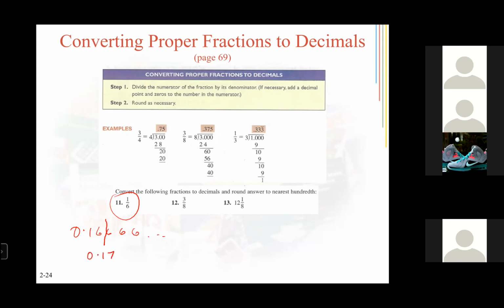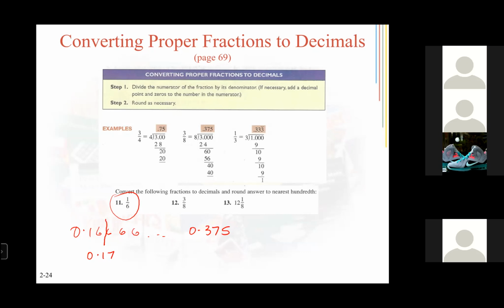Okay. And likewise, if you divide 3/8, what do you get? 0.375. Okay, 0.375. But if they want the answer to the nearest hundredth, what would you give us as your answer? 0.38. 0.38. Okay. Now, in the case of the third one, it is 12 1/8.